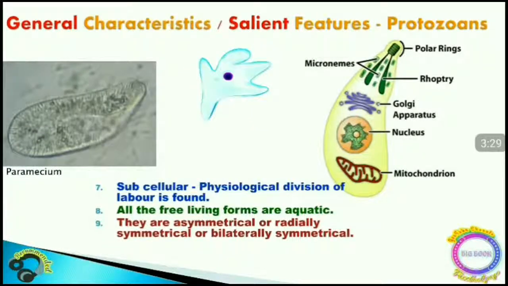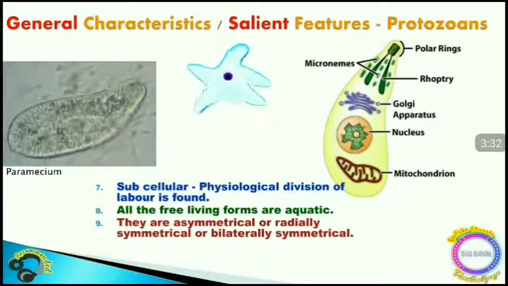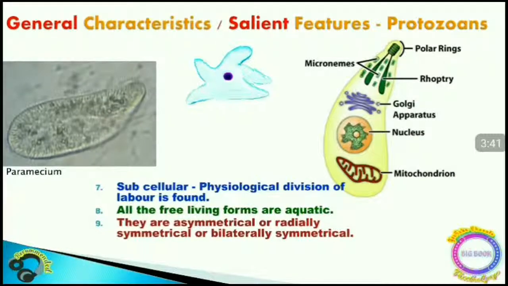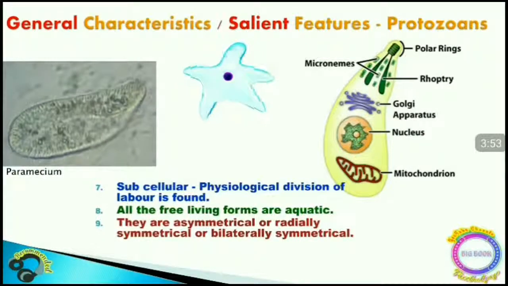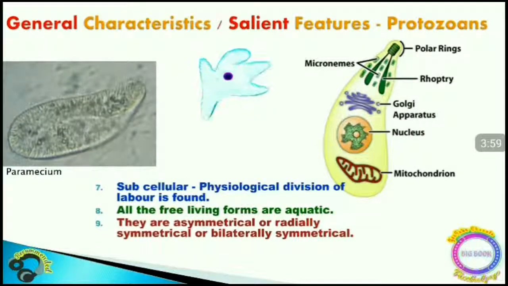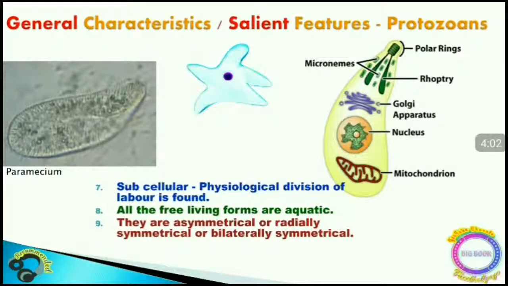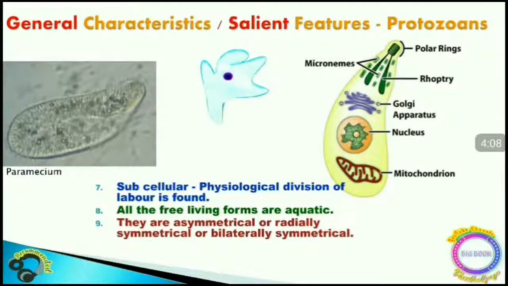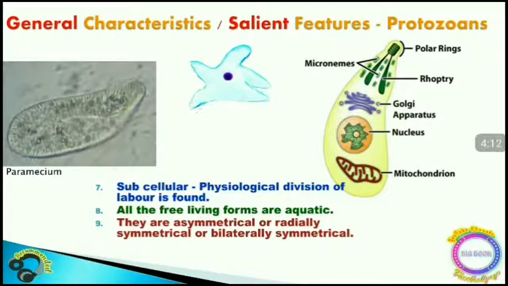Next is the subcellular physiological division of labor. Within this single cell of the organism, whatever subcellular organelles will be present, as we are observing here in the picture at the extreme right, there are polar rings, rostri, Golgi apparatus, nucleus and mitochondrion, micronemes at the top. So all these are the subcellular organelles which are going to act according to the need for the survival of these cells. All the free living forms are aquatic.